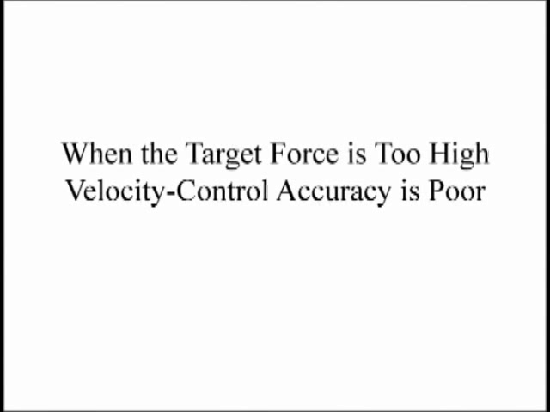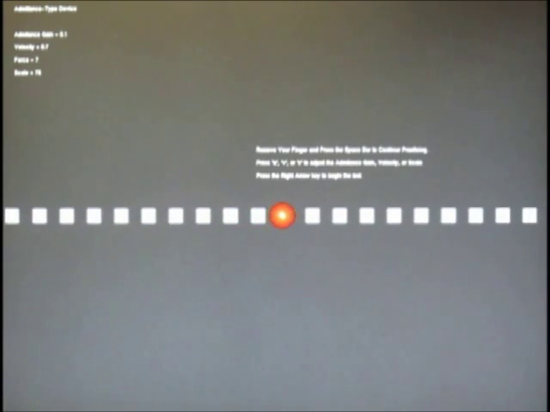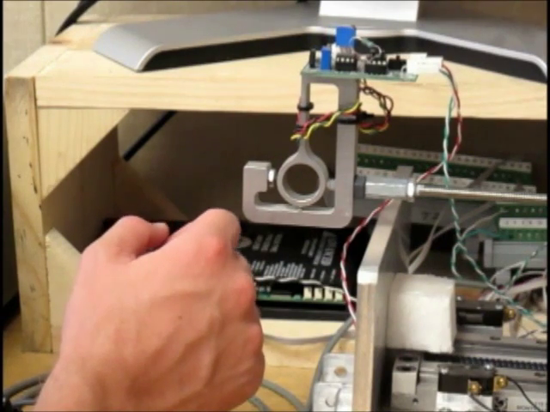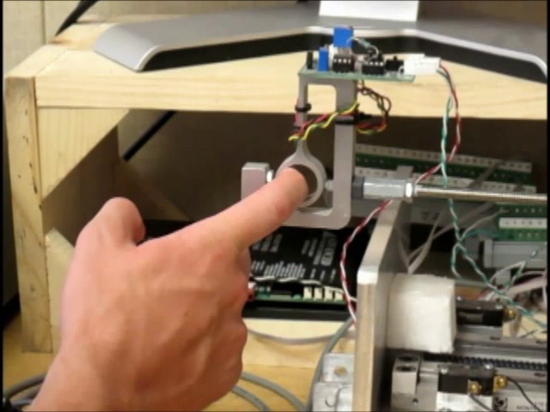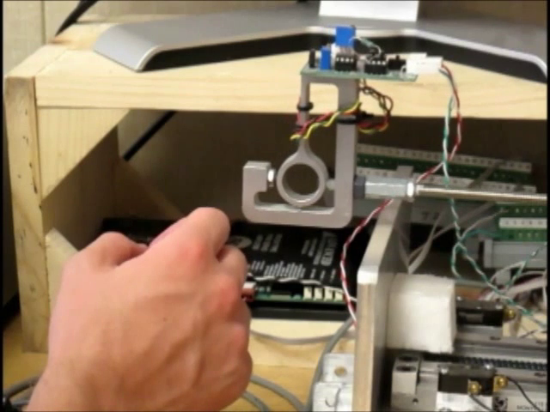If the admittance gain is set such that the target force becomes too high, velocity control accuracy is poor. In this sequence, the target force was set too high. Subjects had poor accuracy because they had the tendency to lag behind the desired velocity. The amount of effort required to attain a high target force is apparent when observing the strain on the subject's hand.